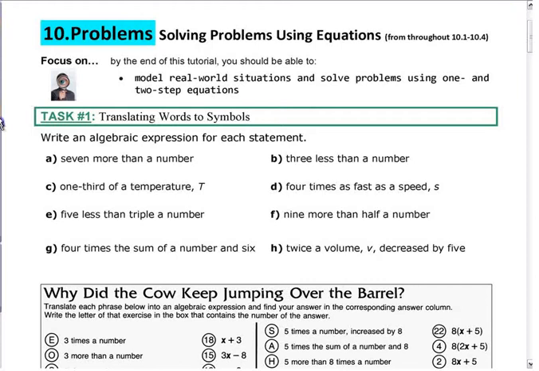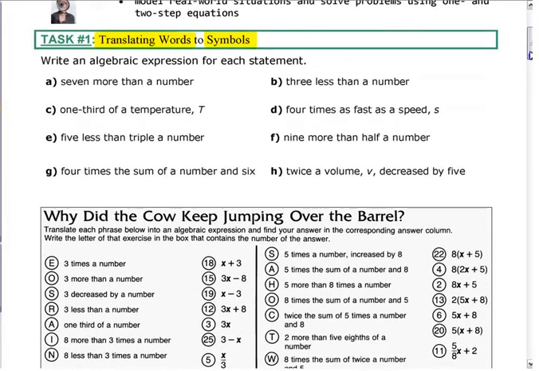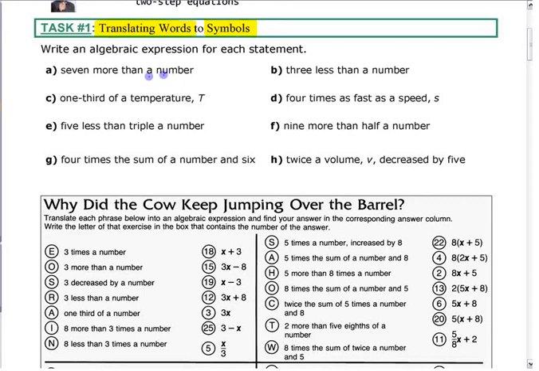As a starting point, the first thing to be able to do is to translate something that's in words, or translate a situation, to mathematical symbols. So that's what this first thing is about here. Words are important here. You have to read the words carefully. You have to translate the whole statement and not just one word at a time. All of these things involve an unknown number. Here's some number.